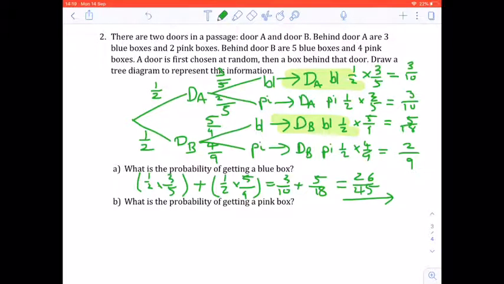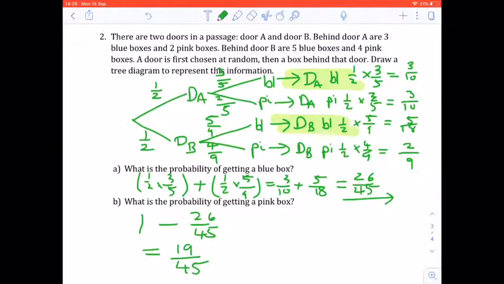Next, what is the probability of getting a pink box? So there's 2 ways we could do this. Because we've just worked out the probability of getting a blue box and the pink box is the only other option that's left, we can go 1 minus 26 over 45, because we know that the total probability of choosing anything at all will be 1. So the probability of getting a pink box, which is the opposite of getting the blue box, would be 1 minus the probability of getting a blue box, which would be equal to 19 over 45.